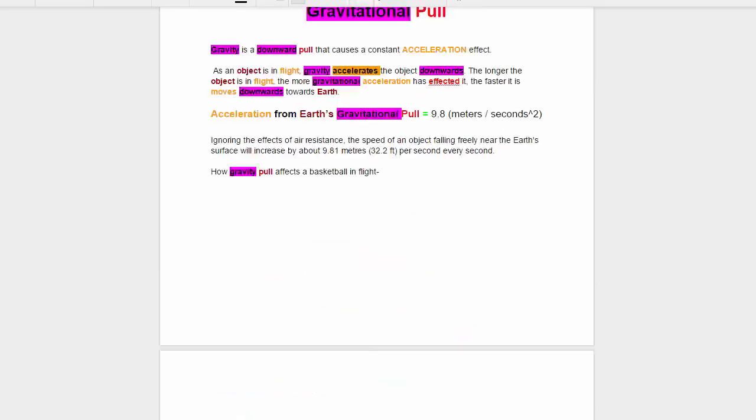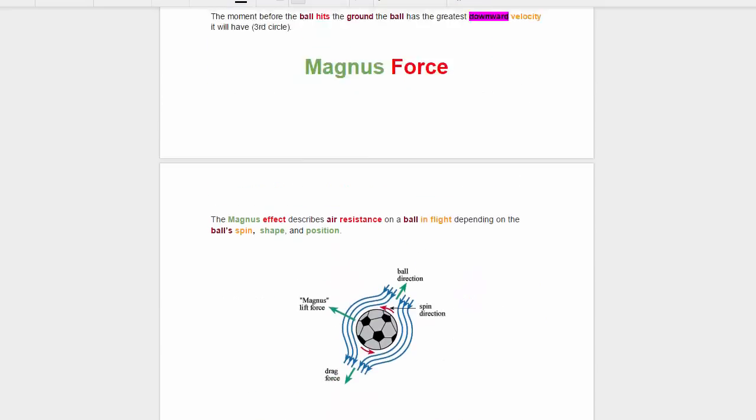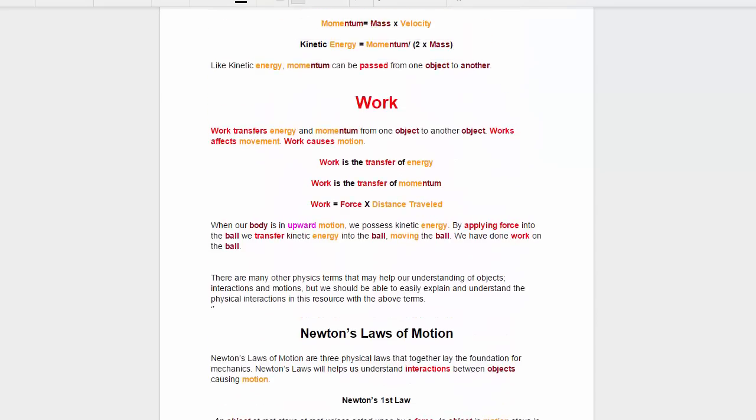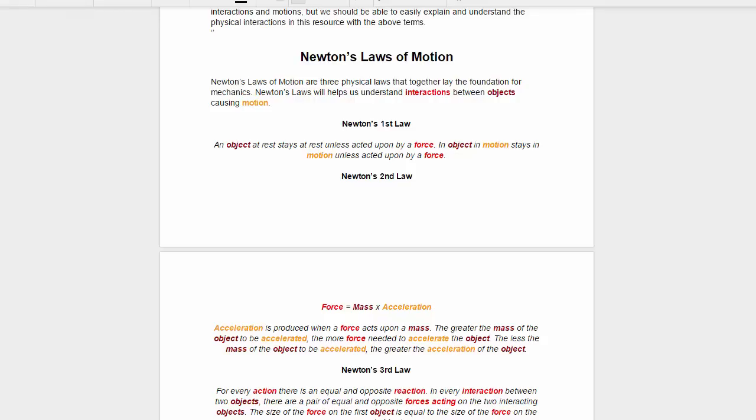Okay. Moving on, we're just going to go over Newton's laws of physics, and we're going to go over Magnus force and gravity. But Newton's laws of motion, physical laws that lay the foundation of mechanics, these are super important. Newton's first law: an object at rest stays at rest unless acted upon by a force. An object in motion stays in motion unless acted upon by a force.